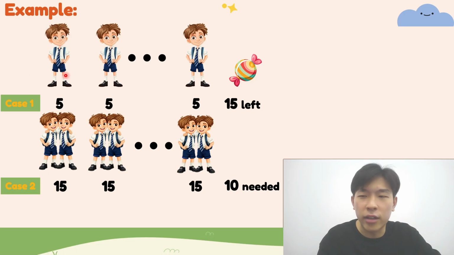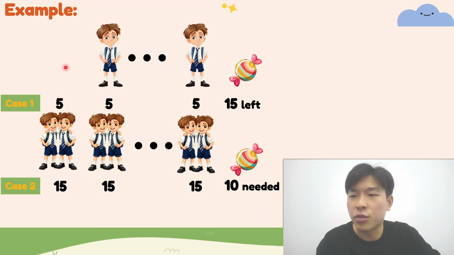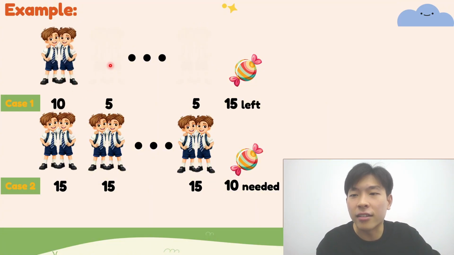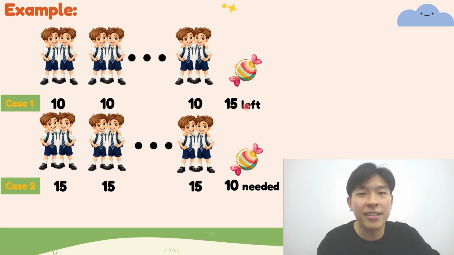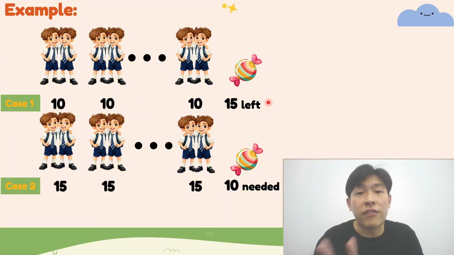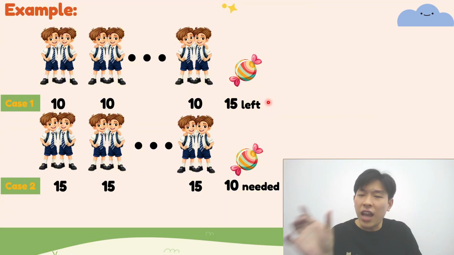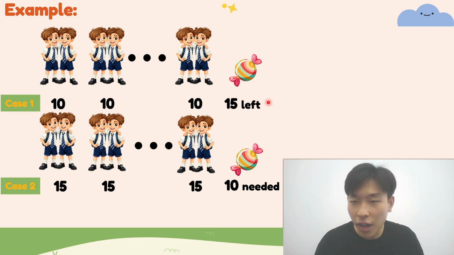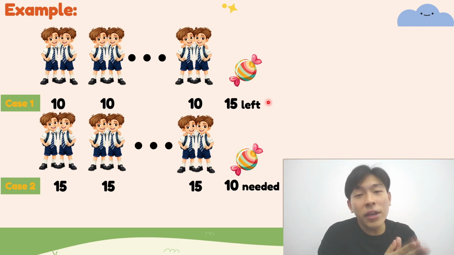So how should I change this 1 into 2? Let's say I change this 1 into 2. Then 1 student eats 5 candies, so 2 students eat 10. We can change them like this, and it will be the same 15 candies left. At the start, when I give 1 student 5 candies, I said 15 candies left. Now I tell you that instead of 1 student 5 candies, 2 students get 10 candies. Then, in the end, there will still be 15 candies left.